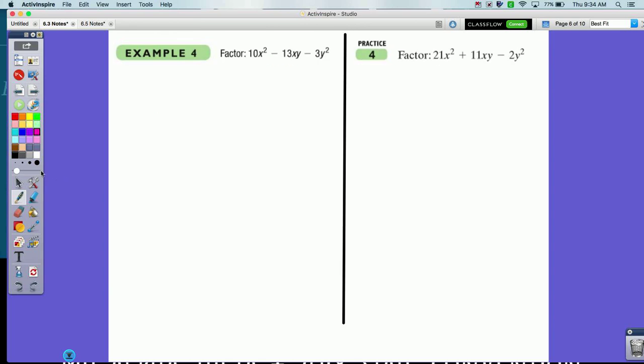Now example 4 throws you a little bit, makes it look a little bit more difficult because there's x's and y's. But we saw that in the last section. When we do our parentheses, we're going to have some numbers in here, but I know it's going to be x and y and x and y. I just got to figure out what numbers go with those x's and y's. Do the same thing, 10. It's either 1 and 10 or 2 and 5. I'm going to try the 2 and the 5. And then 3, it's got to be 1 and 3.